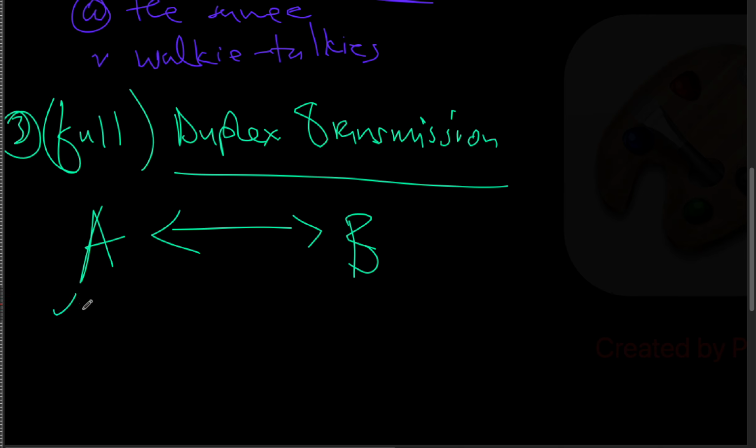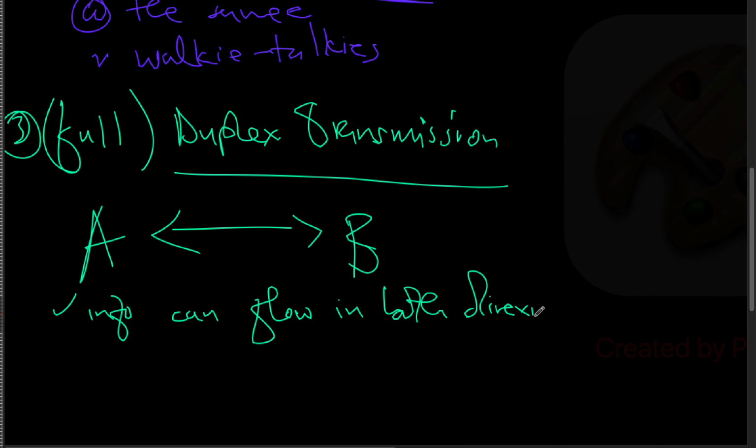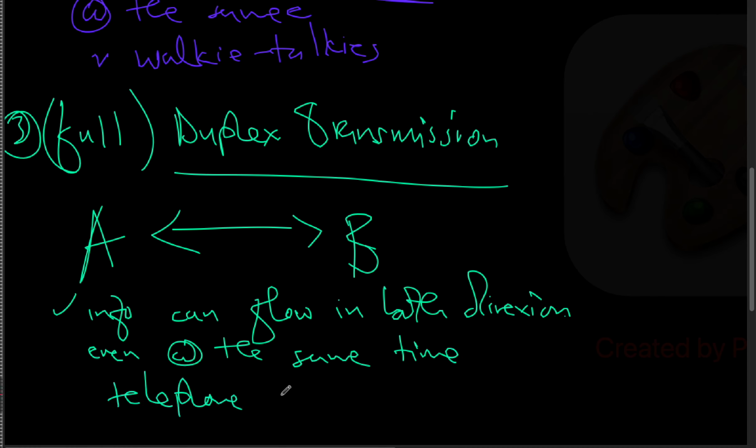So information can flow in both directions, even at the same time. That's the key note. Information can flow in both directions, even at the same time. This is seen whenever I talk about telephone calls, or even my phone calls. You get the point? Phone calls. Information is flowing in both directions, even at the same time.